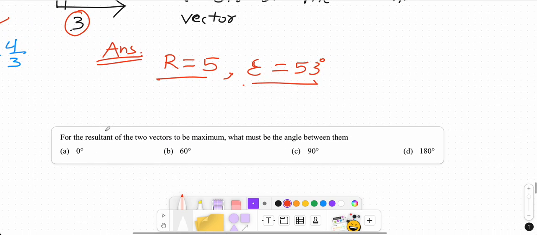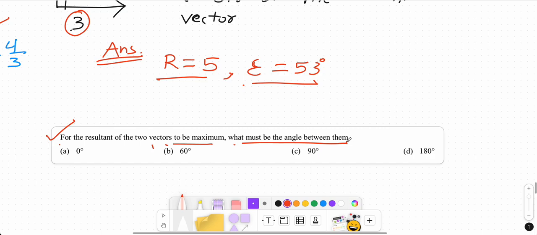So this is the question. This is previous year entrance question actually. For the resultant of two vectors to be maximum, what must be the angle between them? Pause the video, answer it. Tick, tick, tick. Let me do it.